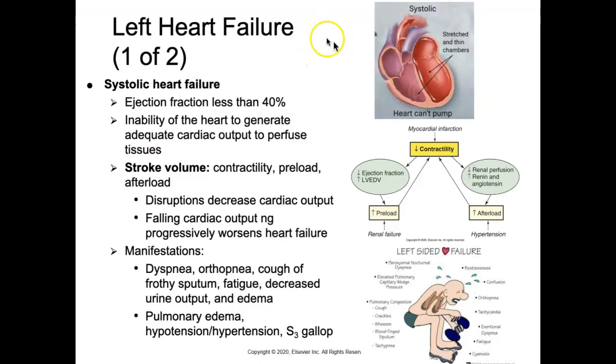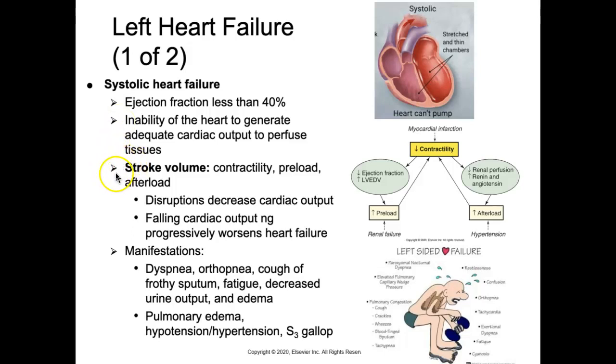So starting with the left heart failure, we can categorize heart failure into these 2 types. We have what's called reduced ejection fraction, which is also known as systolic heart failure. And this means that ejection fraction is less than 40%. Our heart has the inability to generate adequate cardiac output in order to perfuse our tissues.